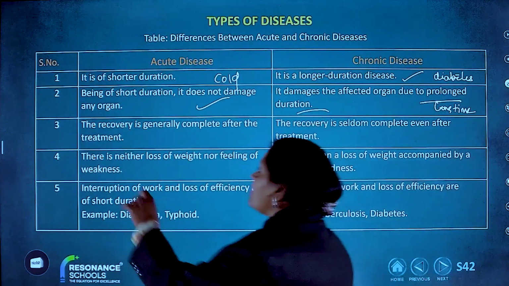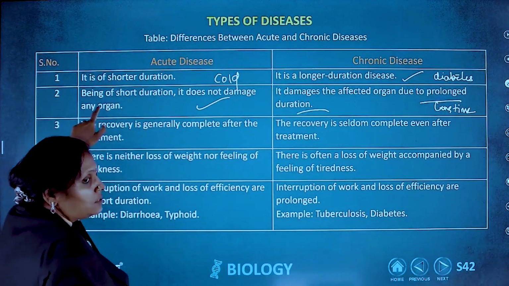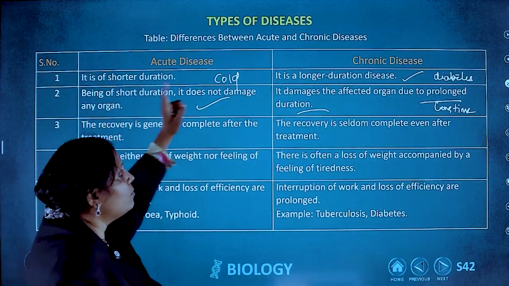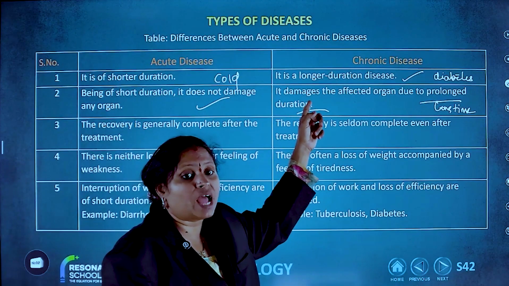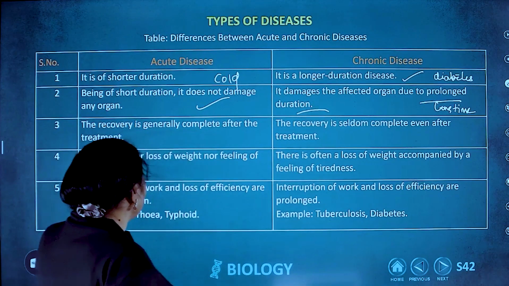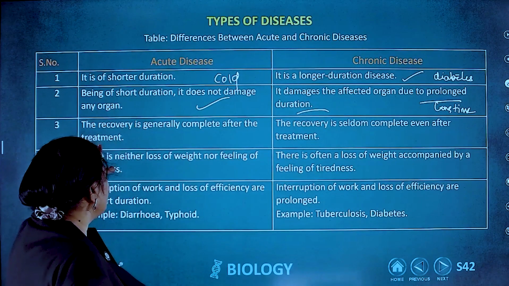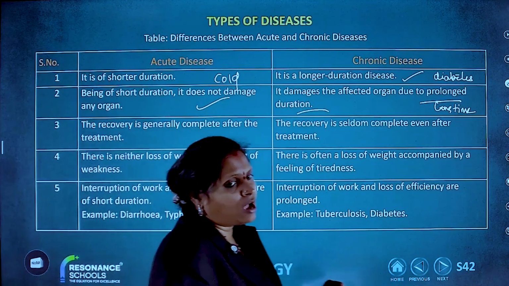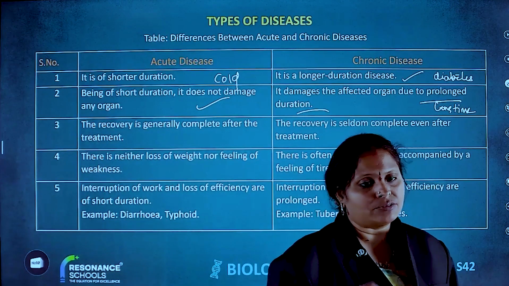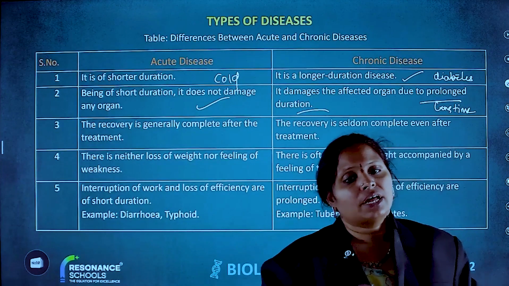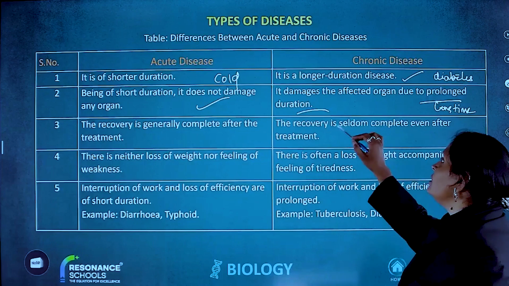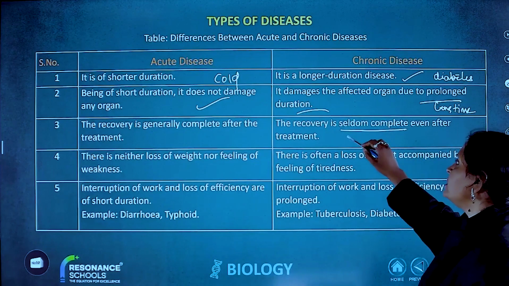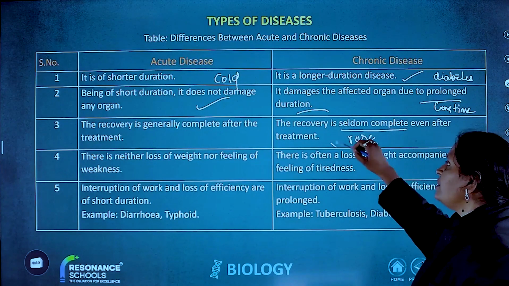Because it is for 1 week or 10 days, it is not going to damage any organ. But if it is for several months, it is going to damage the organ. Then the recovery is generally complete after the treatment. When you take antibiotics or medicines, the recovery will be done and you will be normal again. But in the case of chronic disease, the recovery is seldom complete. Seldom means very rare. That means there won't be any recovery.